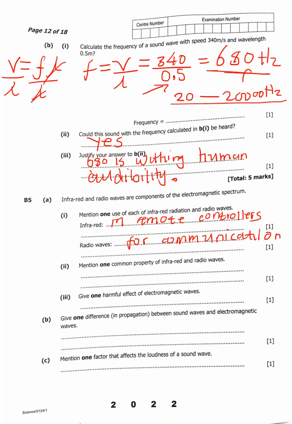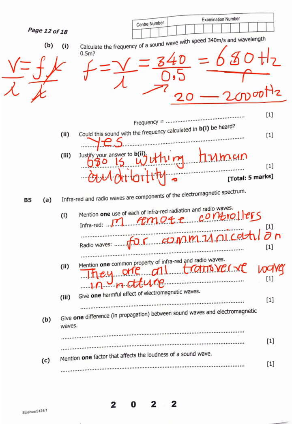Then question Roman number 2, mention one common property of infrared and radio waves. They are all transverse in nature. Or they have the same speed of light, which is 3 times 10 to the power 8 meters per second, or they carry energy, or they can travel through a vacuum. So all these are characteristics of all the electromagnetic waves.